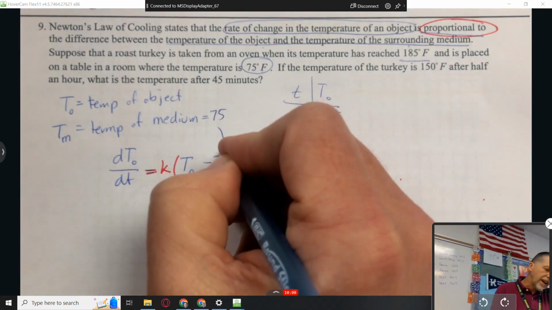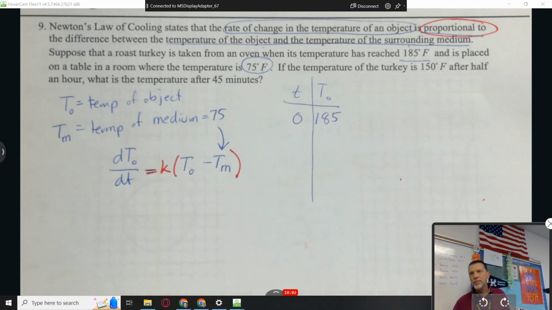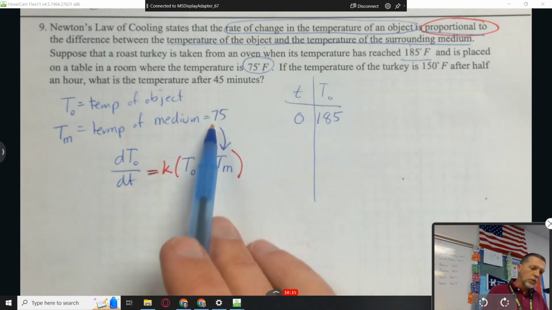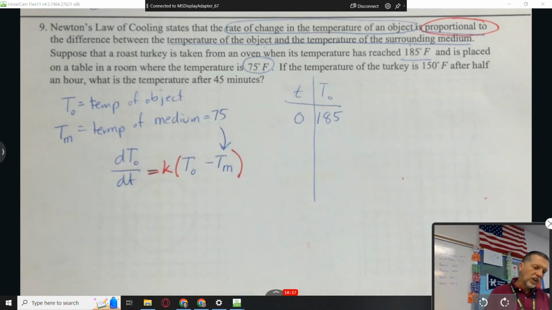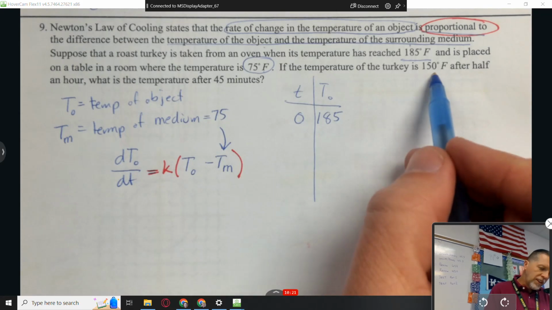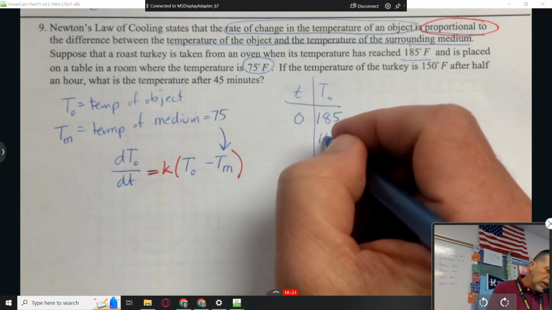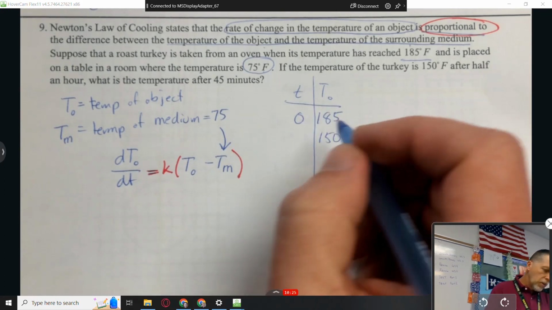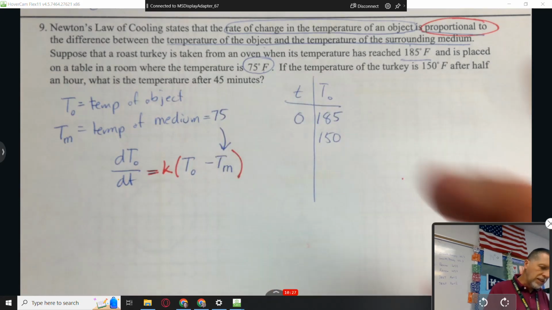I don't think that's changing, at least for the purposes of this problem. It's a conservation of energy thing going on. As the turkey cools, the room heats up, but I don't think the room heats up enough for us to worry about the 75 changing. If the temperature of the turkey is 150 after half an hour, what is the temperature after 45 minutes?